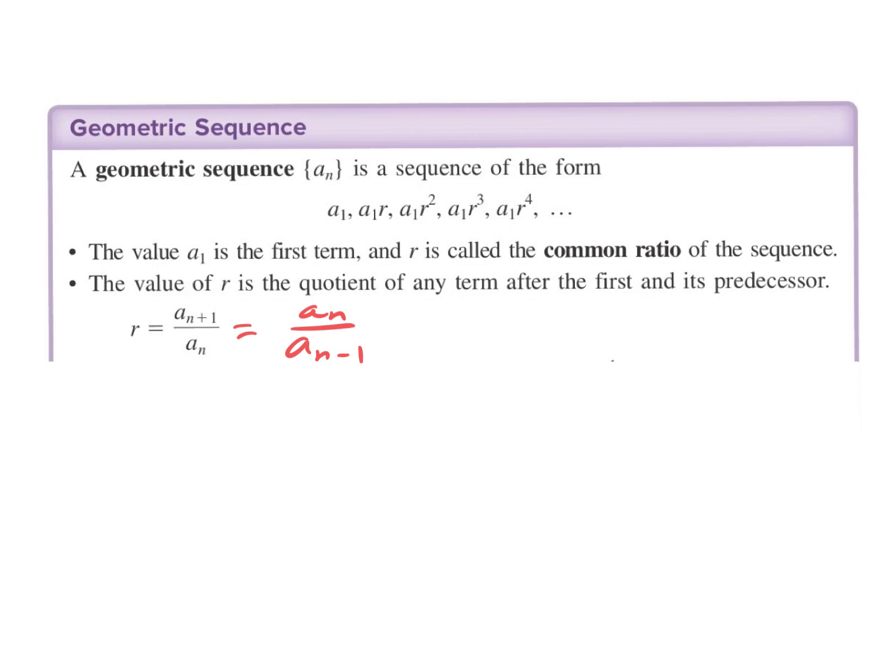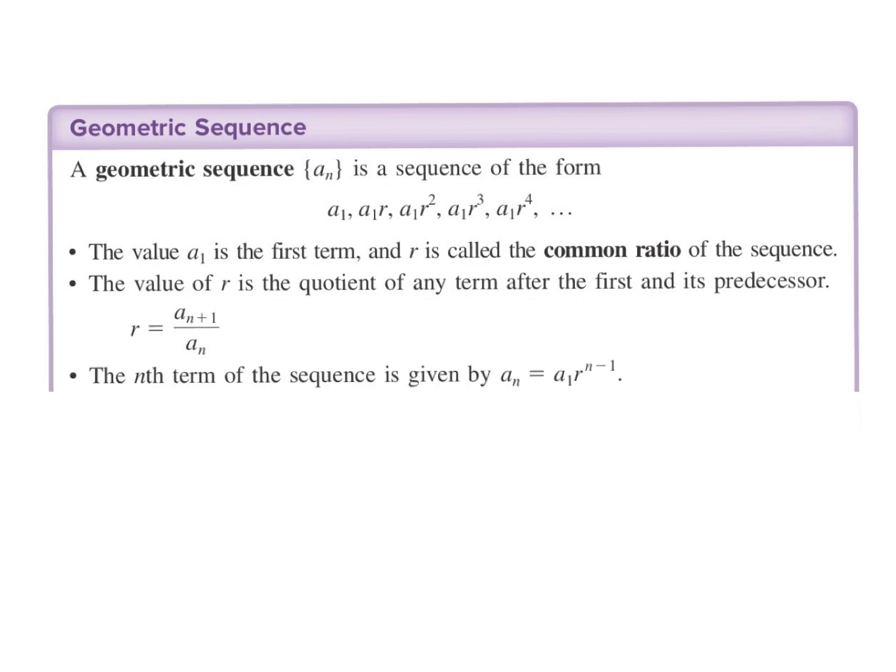All right, so now let's get into the actual formula that you're going to be using. And here's that formula. So the nth term of any sequence, and like I said, here's where that n minus 1 comes in. You take the first term times the common ratio raised to the power that is 1 less than the term that we're looking for.